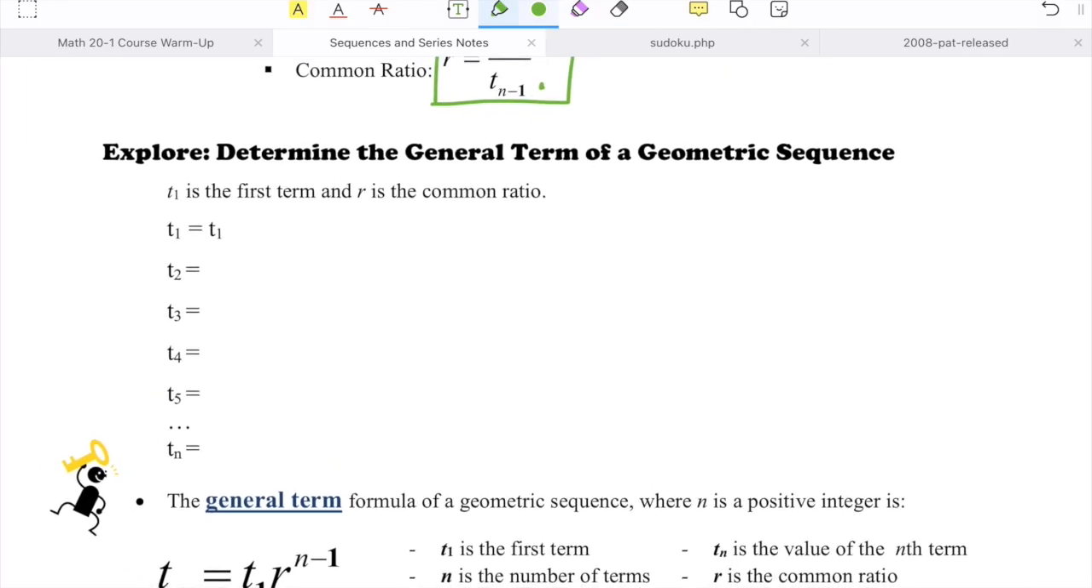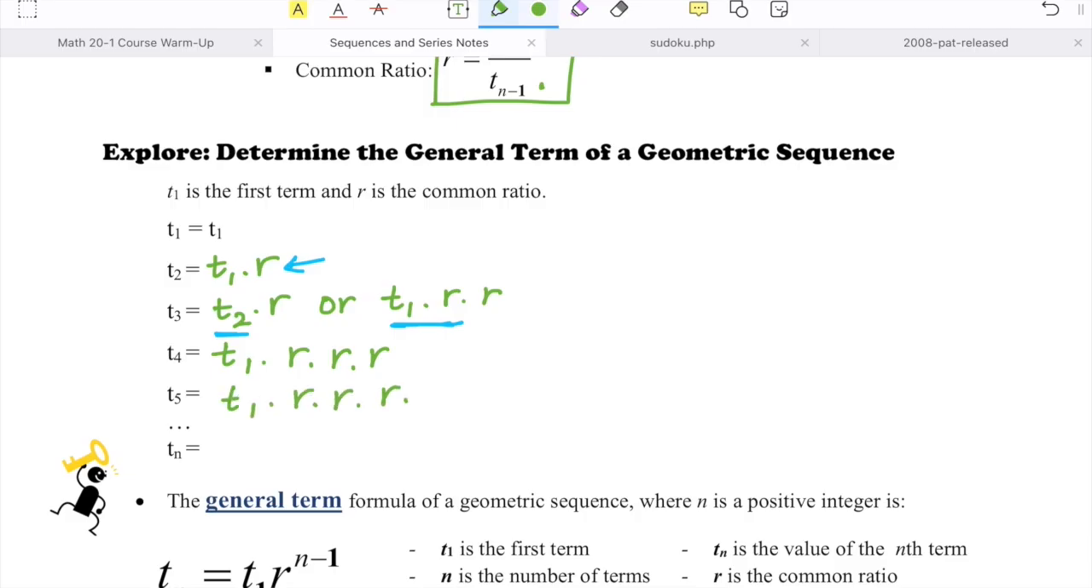Let's look at what it'll look like when we're writing all the general terms in the geometric series. Okay? So T1 is T1, T2 is going to be T1 times R, T3 is going to be T2 times R, or T1 times R times R, right? Because T2 is T1 times R. So T4 is going to be T1 times R times R times R. T5 is T1 times R times R times R times R. And Tn, any guesses what Tn will be?